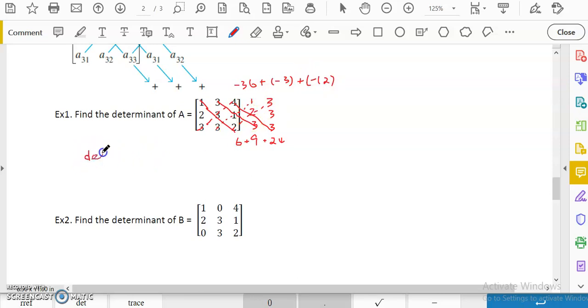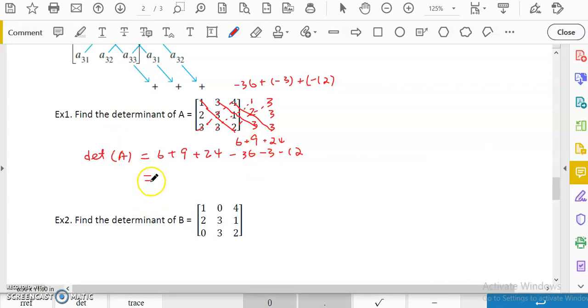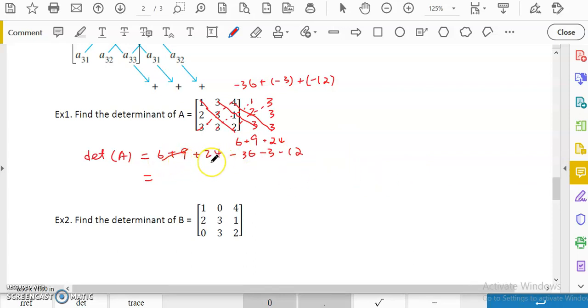So the determinant of A, it's very fast, is equal to 6 plus 9 plus 24 minus 36 minus 3 minus 12. How come I have a minus 15? I don't think I have a minus 15. Okay, let's calculate it. This is 15 and plus 24. Just use the calculator. 15 plus 24 minus 36 minus 15. Oh, okay, so it's negative 12. And I think I did it in the calculator.